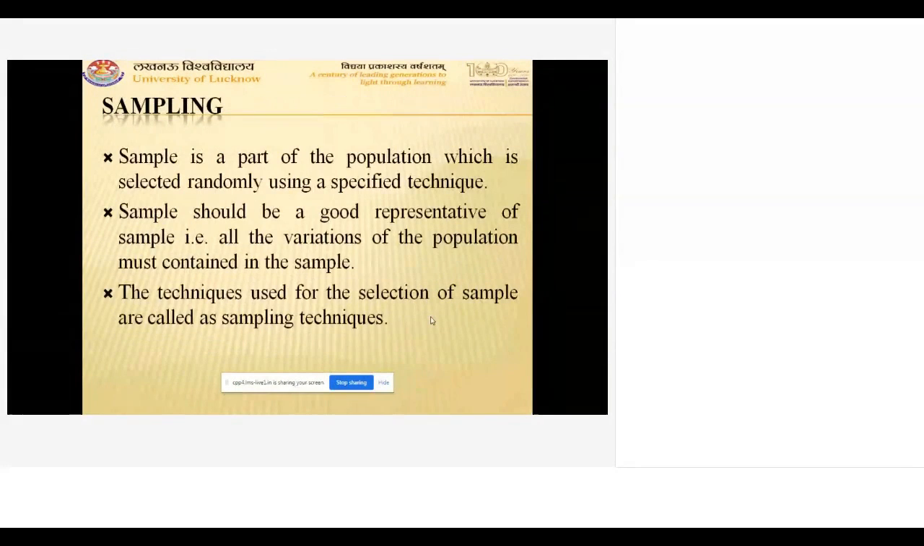Now, we come to sampling. What is sampling? A sample is the part of the population which should be a good representative of the population, and it is selected using some specified techniques. Those techniques are called sampling techniques.